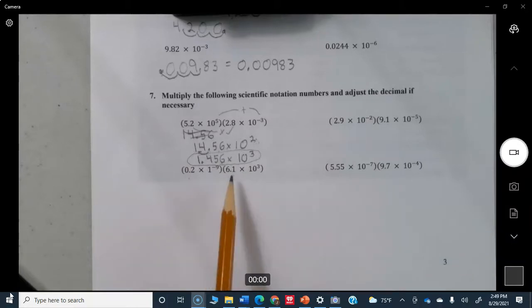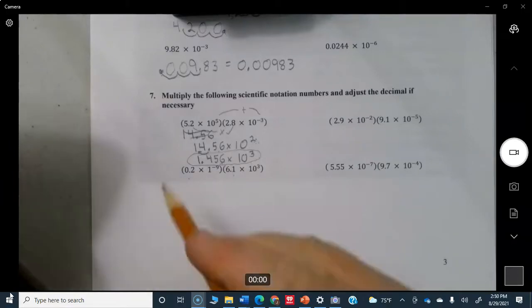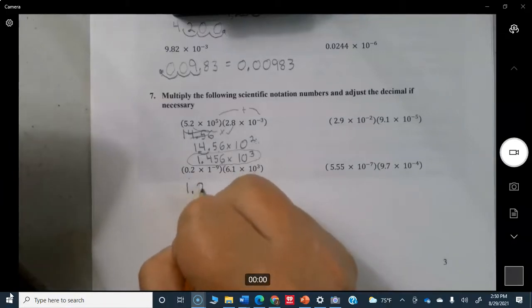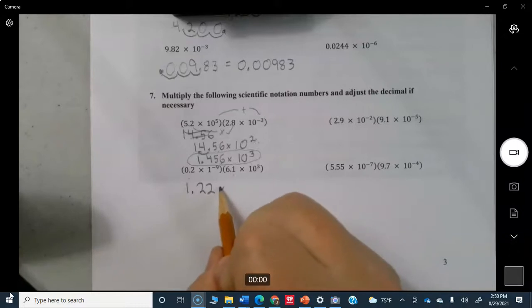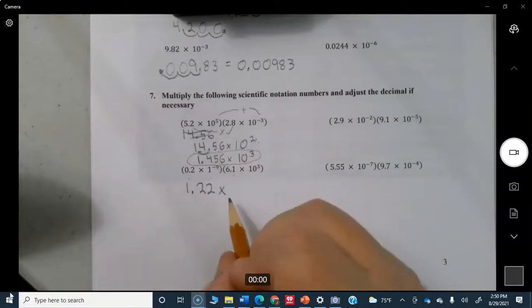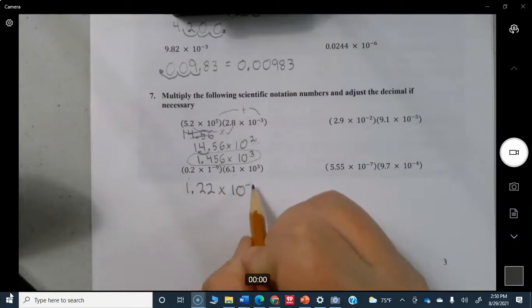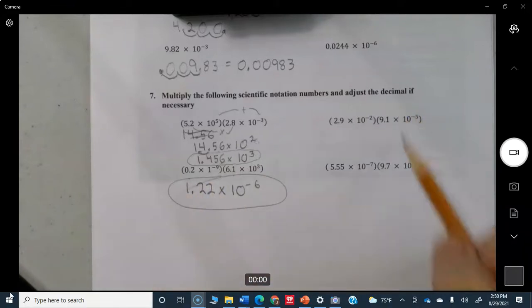Okay, let's go ahead and do this one. 0.2 times 6.1, and that gives us 1.22. So you can see right away we have a number between 1 and 9.99. We don't need to make any decimal adjustment. So let's just do what our exponent is. Negative 9 plus 3 is going to be negative 6. Okay, and that's the answer there. All right, you go ahead and do the last two.